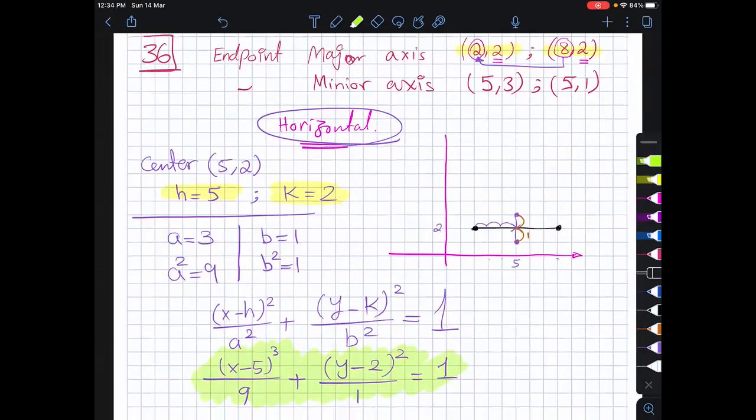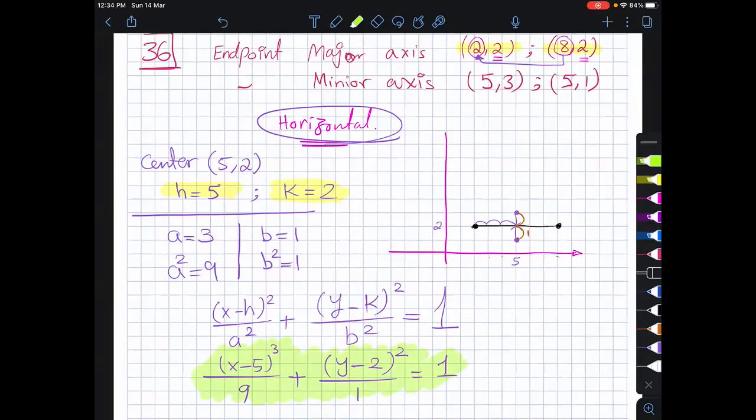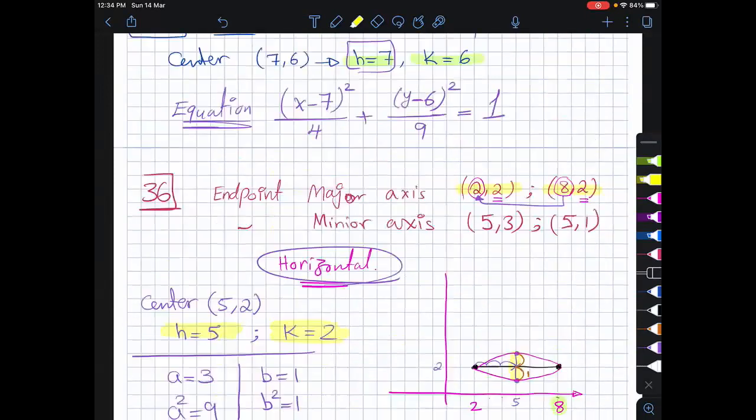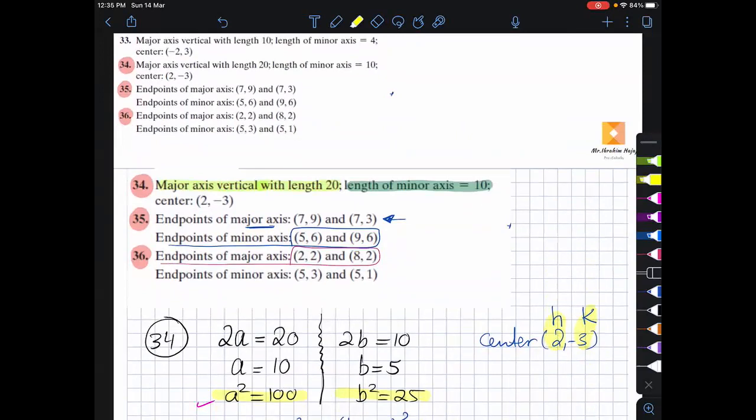So let's quickly revise the steps. Firstly, we have the points 2, 2 and 8, 2. So the distance between them is 6, the length of the major axis. Half of it is 3, so A is 3 and A squared is 9. Now the minor axis, the vertical one: the distance between the center 5, 2 and each endpoint is 1. So B is 1 and B squared is 1. Then substitute in this formula that you should know well. This is for question 36 also.